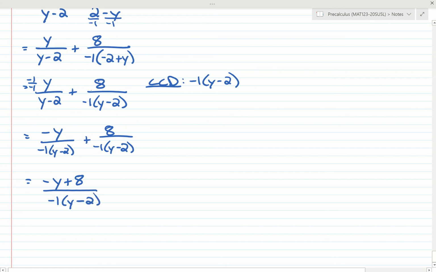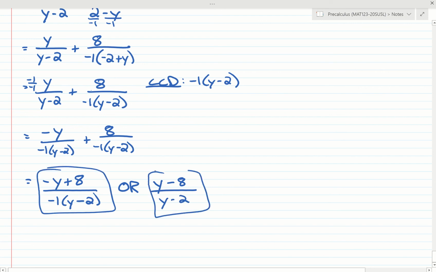Now at this point, some people would factor out a -1 from the top and bottom. So if you divide everything on top by a -1, you would get y minus 8, and everything on the bottom by a -1 would be y minus 2. But you should just be able to recognize that these two forms are the same, and you should be able to understand how to get there. Okay, I have 3 more to finish up this section.